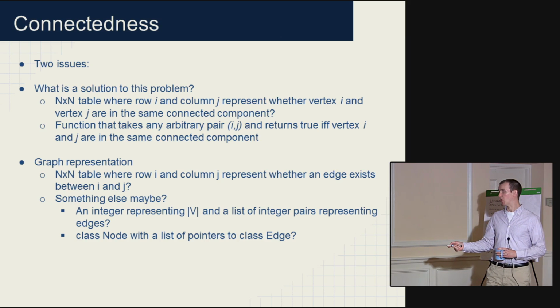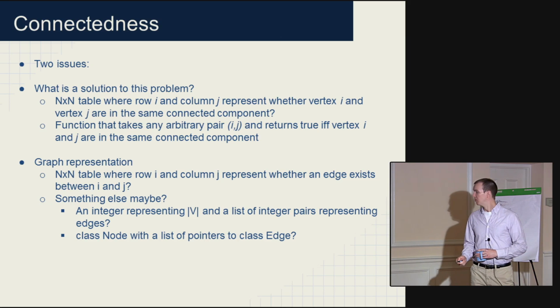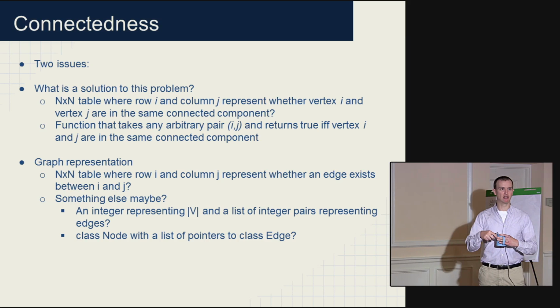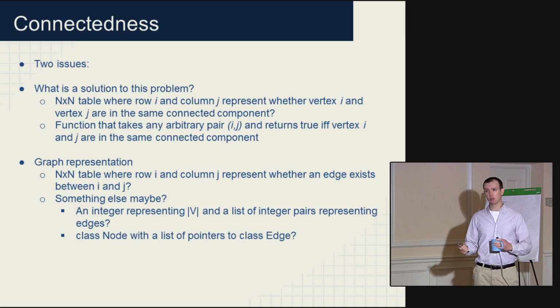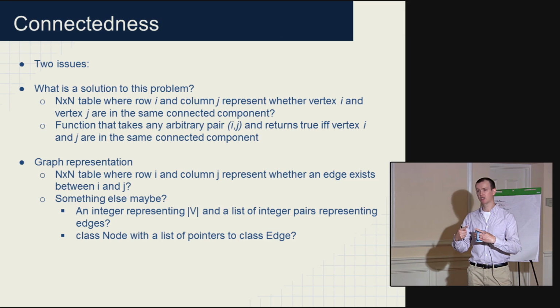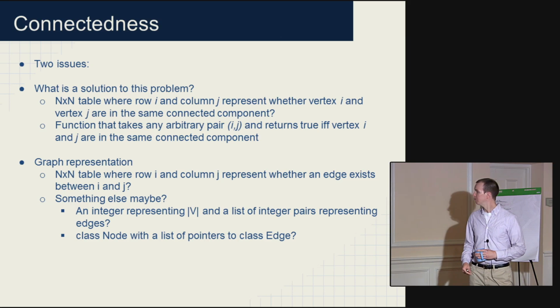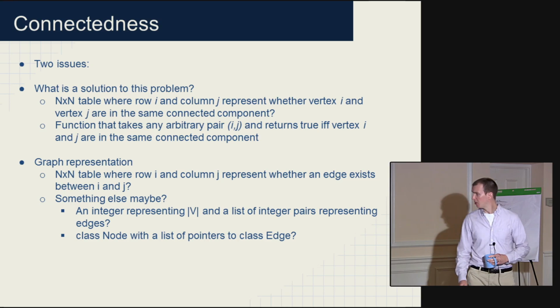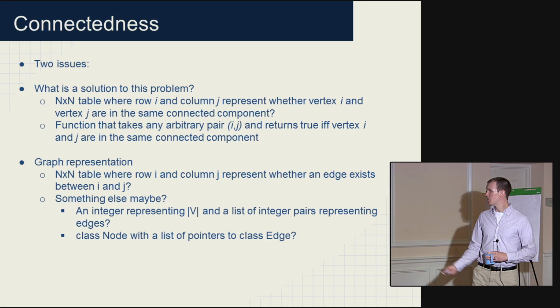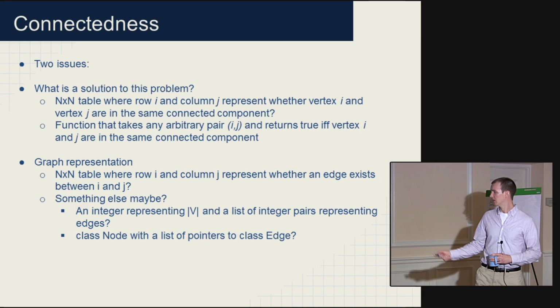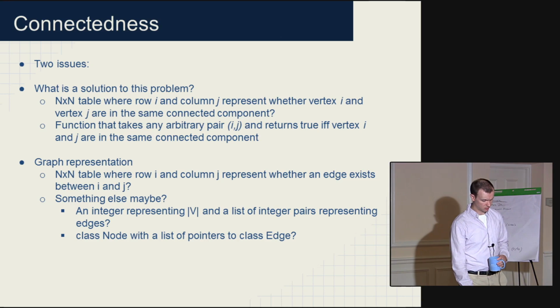You could do something a little more fancy where you have a node class, and each node would have a list of pointers to edge objects. If you have a pair of nodes, i and j, and they're adjacent, they have an edge between them, then they would both point in their edge lists to the same edge object. And this edge object might also know that it's the edge between i and j. We have a couple of different versions of graphs in Rosetta. This is one that I'll talk about a little bit more later in the talk.